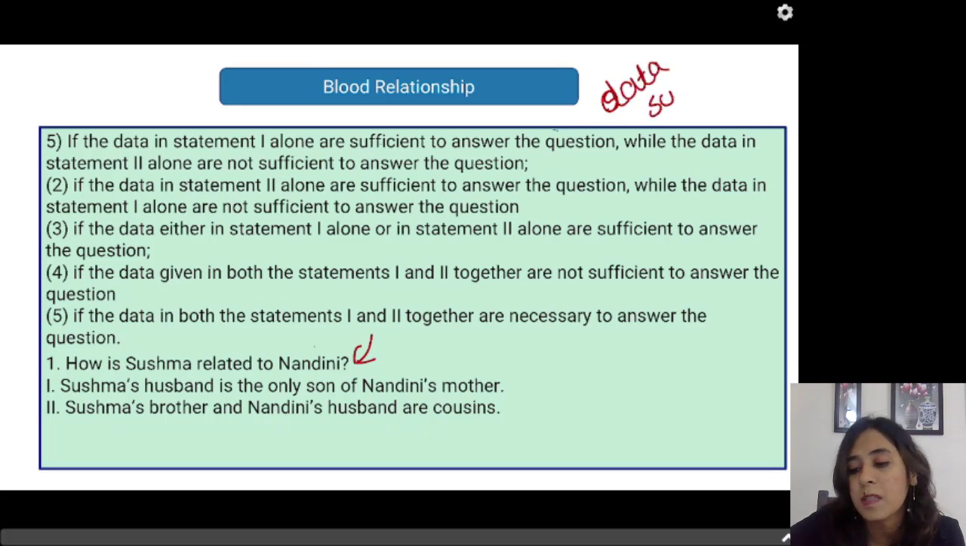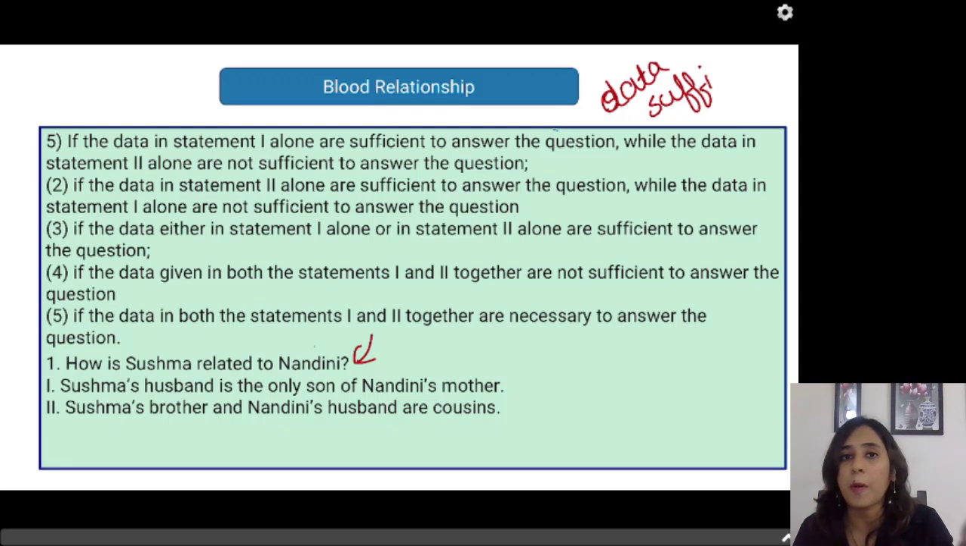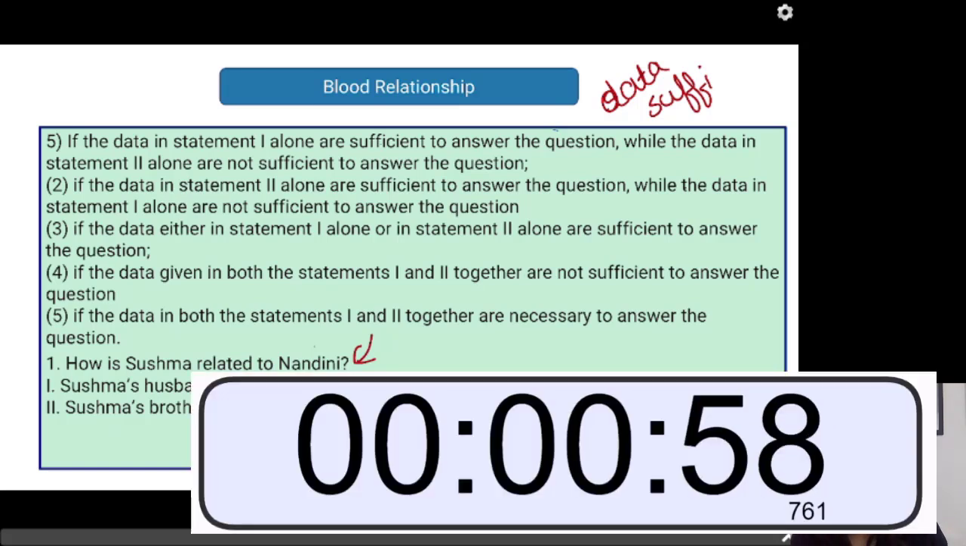A lot of people ask me to cover data sufficiency via a separate video. But guys, data sufficiency actually is application of the problems, of the questions that we see in blood relationship, or of the topics that we see in logical reasoning and quantitative ability. So there is no special session as such required for data sufficiency. All right, guys, your time starts now and you have a time of 1 minute.